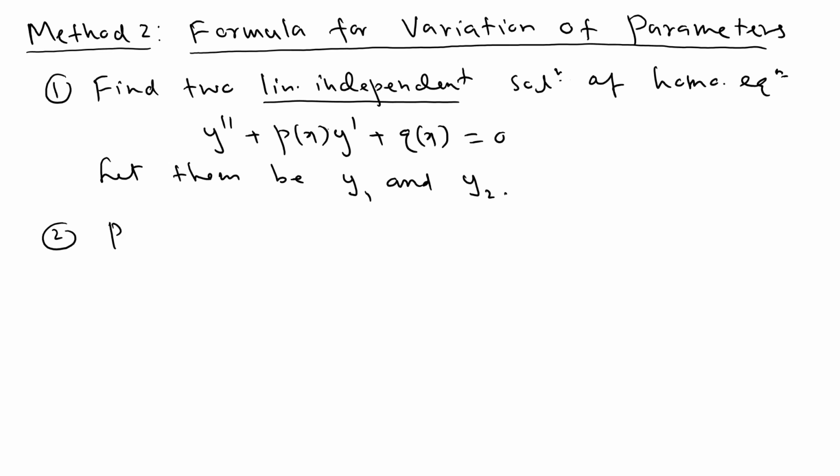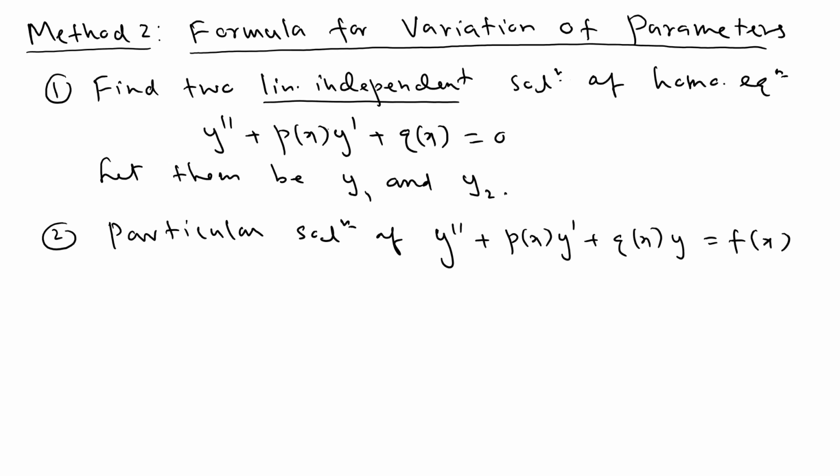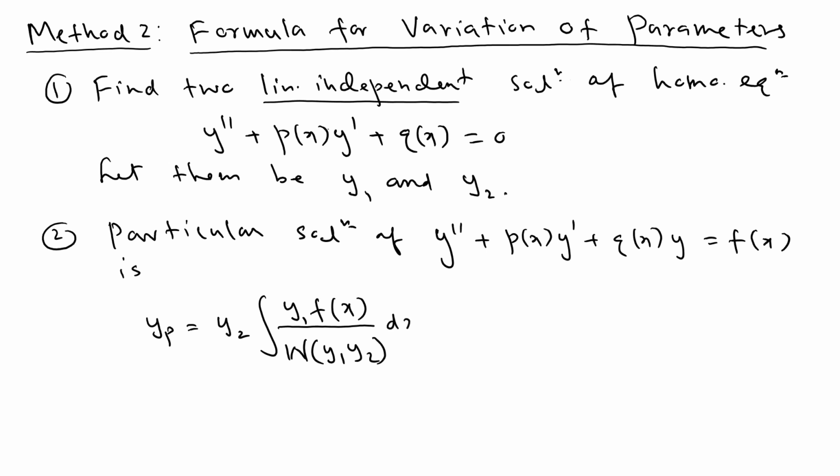The particular solution of the non-homogeneous equation y double prime plus p(x) y prime plus q(x) y equals f(x) is simply yp equals, and what we normally do is write y2 first, y2 times the integral of y1 f(x) over the Wronskian of y1 first and then y2 dx, minus y1 times the integral of y2 f(x) over the same Wronskian of y1, y2 dx. So that is the formula for the variation of parameters, and you can use this directly.